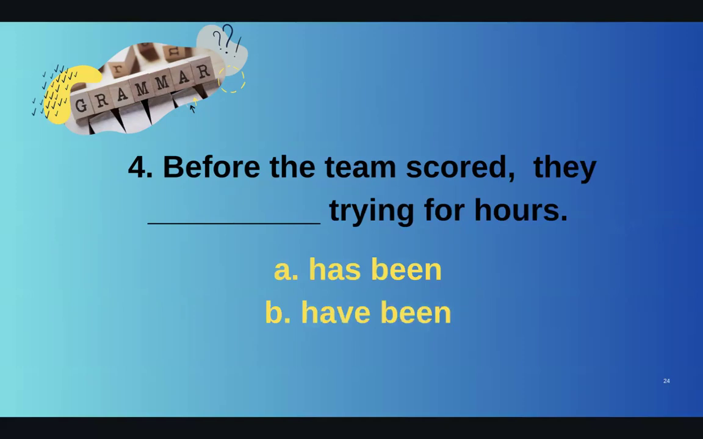Number 4. Before the team scored, they trying for hours. Has been, have been, had been. The correct answer is had been because it indicates the action was ongoing before another past action, which is scoring.